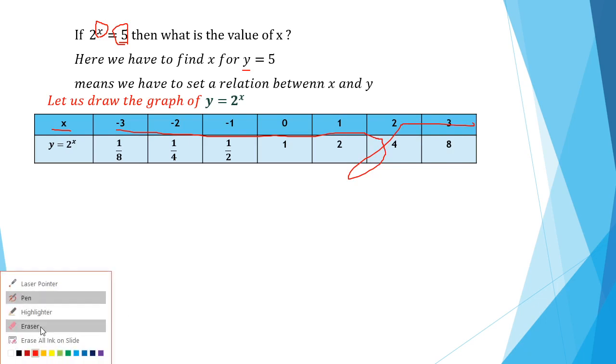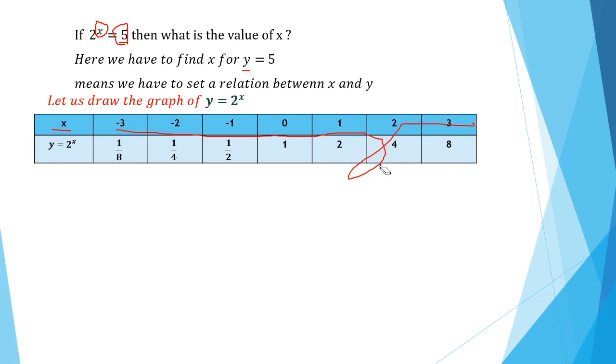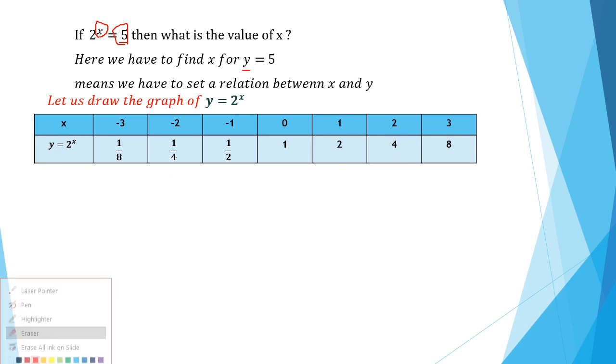And then y values are like this. I am taking a pen. See here, if x value is minus 3, then if you put it here, it becomes 2 power minus 3. So 2 power minus 3 is equal to, this can be written as 1 by 2 power 3.